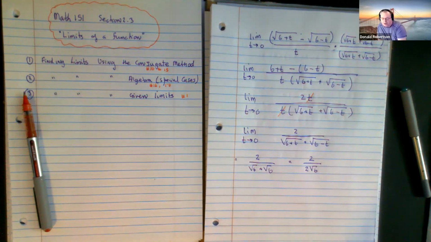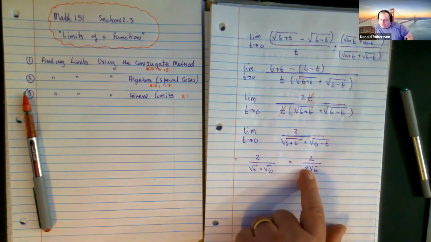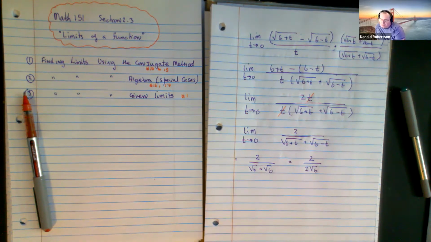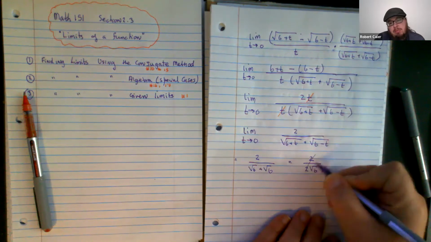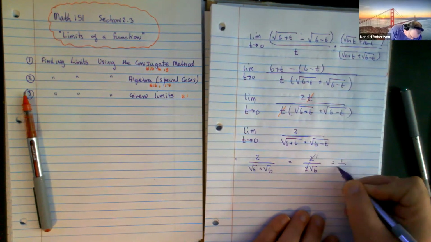And now we should do style points if it's possible. Can we simplify this fraction in any way? One over square root 6. Agreed. Just cancel the 2's and get 1 over square root of 6.